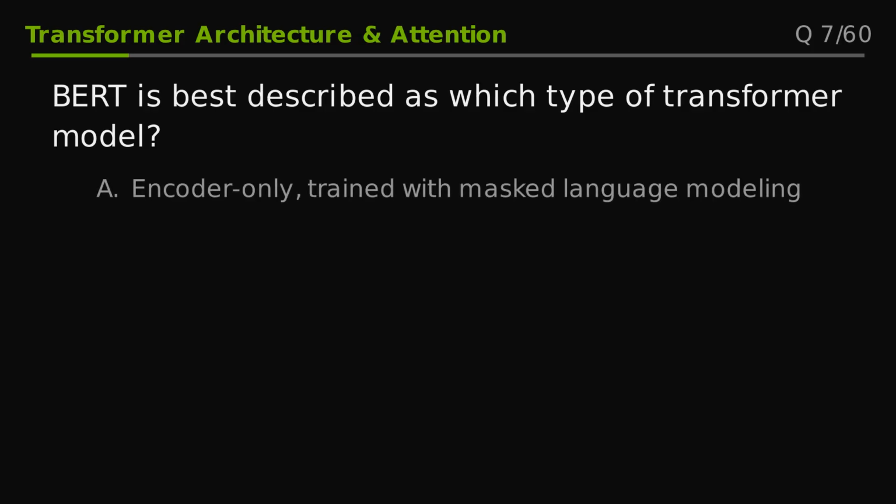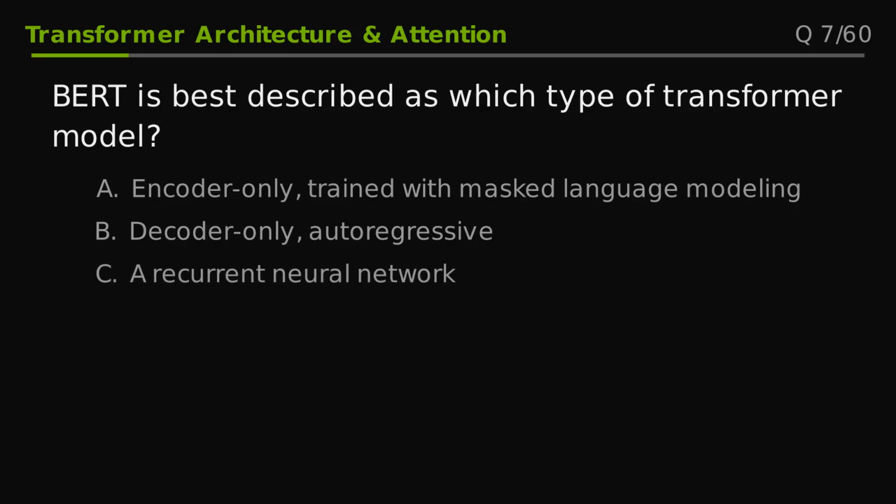Option A. Encoder-only, trained with masked language modeling. Option B. Decoder-only, autoregressive. Option C. A recurrent neural network. Option D. A convolutional network.